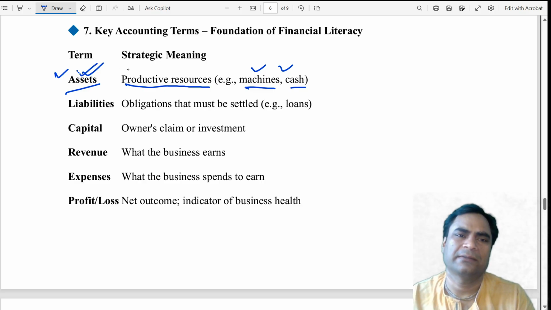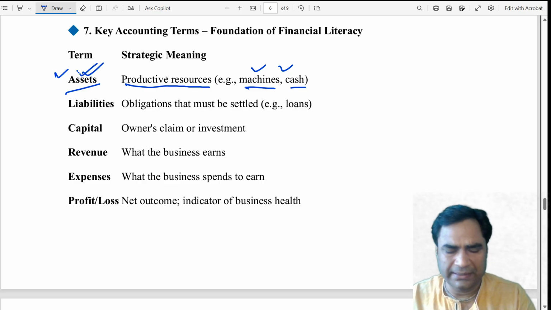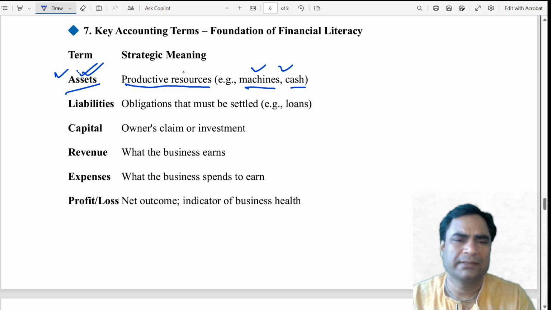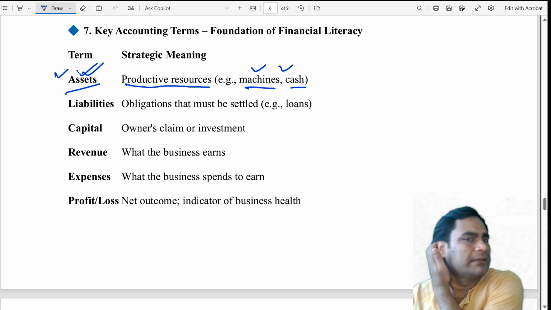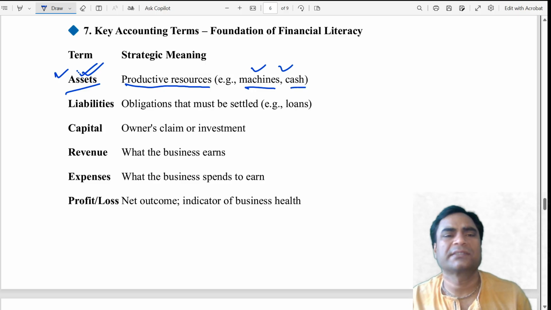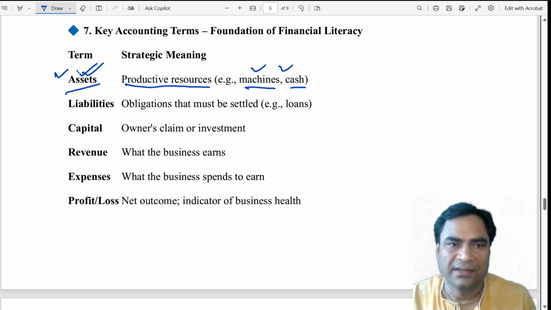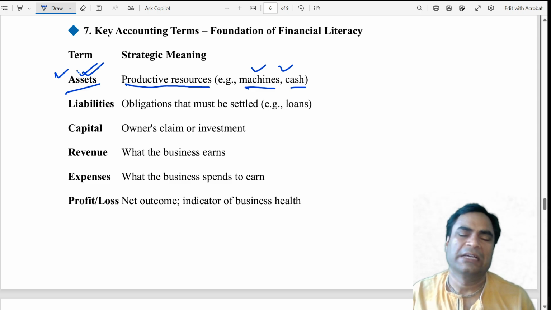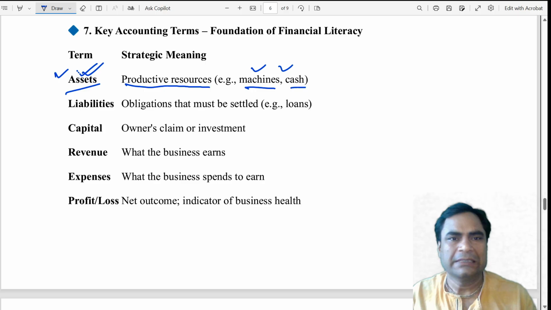Any particular item which is used in the production process or is helpful in the production, which can further lead towards revenue generation. So any particular resource which helps in the generation of revenue is known as an asset, right? Second term is liability.